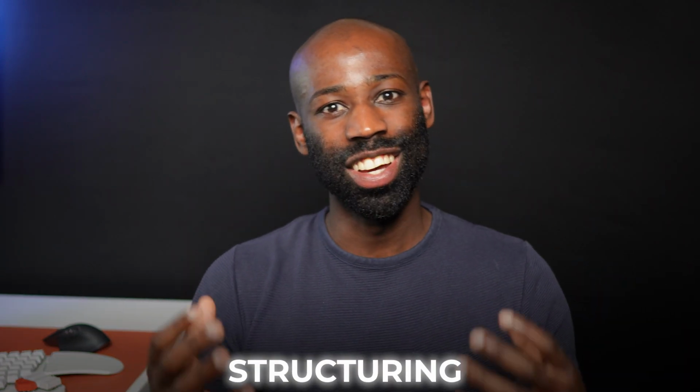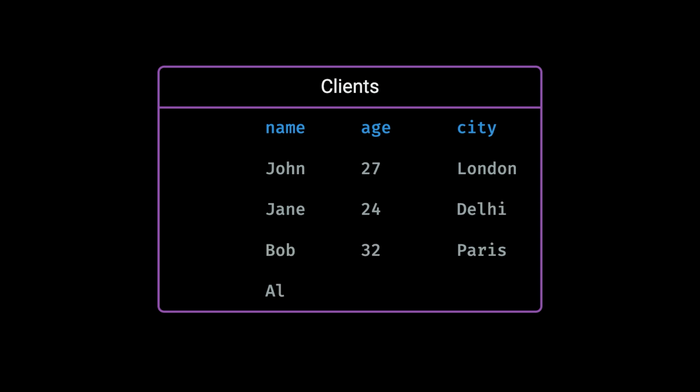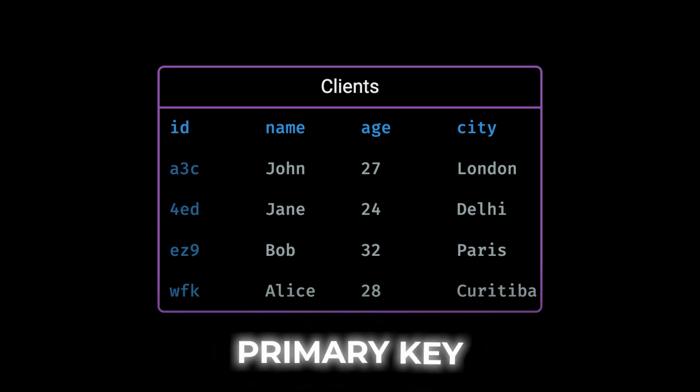Once you have data, the next step is to organize it. Databases excel at structuring information in an efficient and accessible way. And a common method is to organize data into tables. For instance, you might have one table that lists clients with columns for name, age, and city, and each row represents a unique client, and each entry is assigned a unique identifier called a primary key.